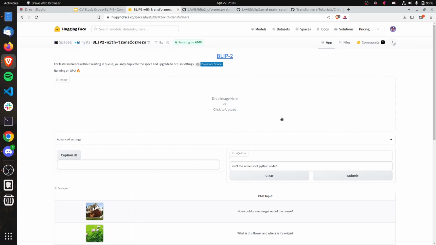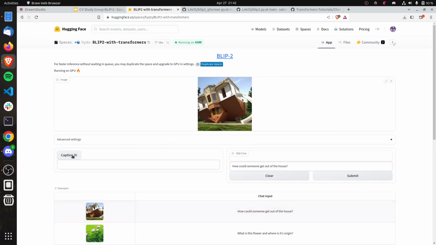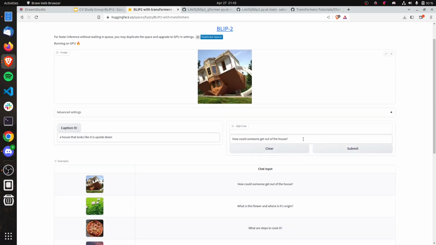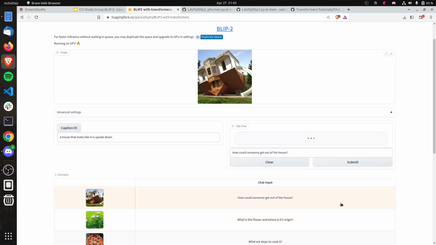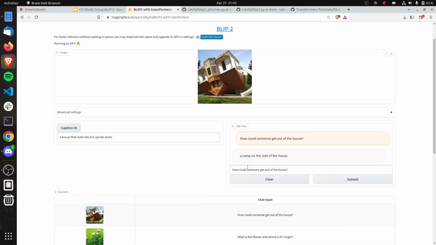And here you can basically try out the chatting, for example, or the captioning. You can caption here, like caption it. And you get a house that looks like it's upside down. And then over here, you can chat. So here you've got your text box. You can just chat with it. How could someone get out of the house? A ramp on the side of the house. Well, it's a slide, but it's okay. And then you can go on chatting, right? Or you can ask, isn't it a slide?